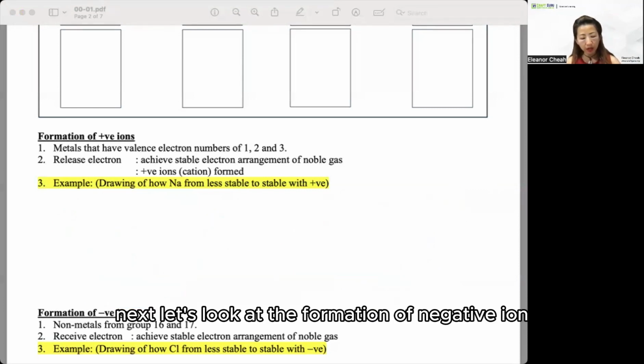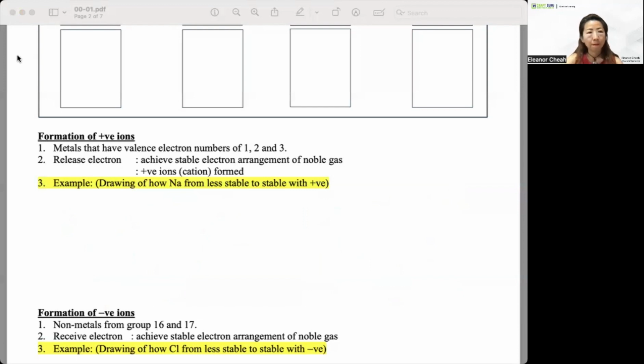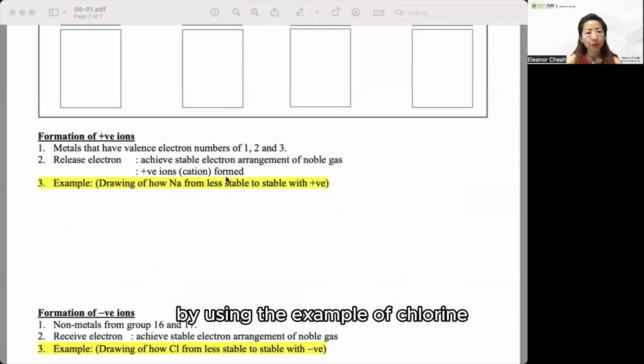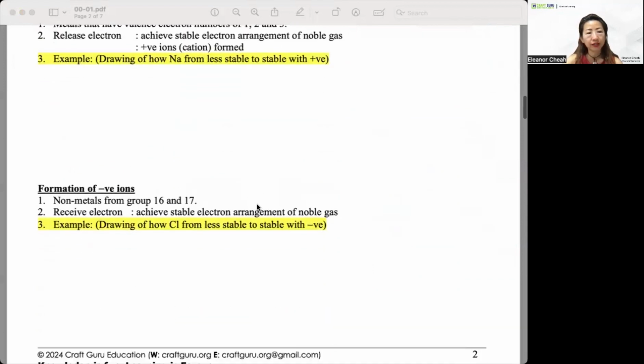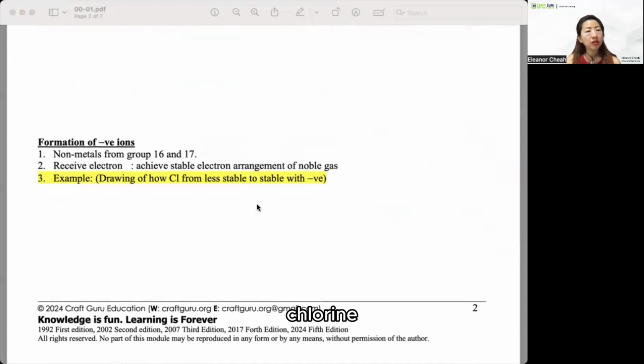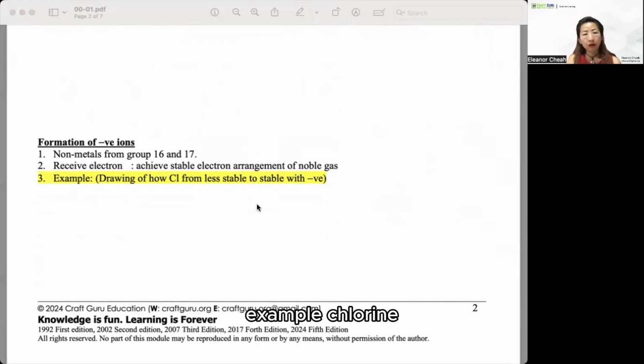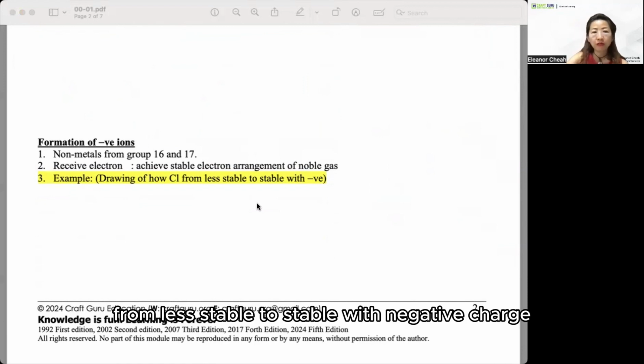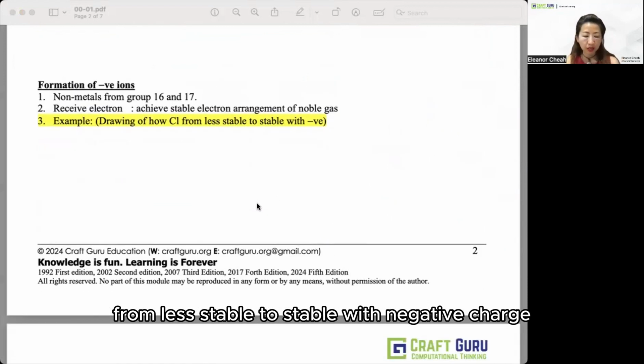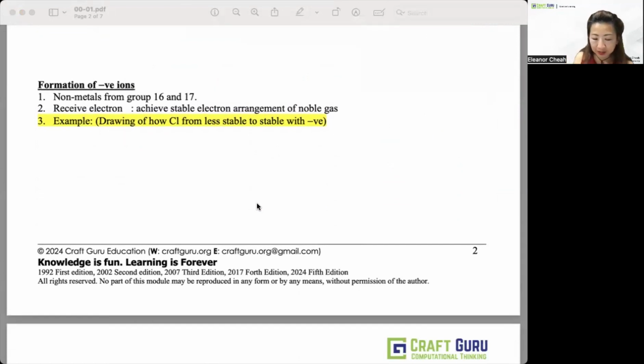Next, let's look at the formation of a negative ion by using the example of chlorine. Chlorine receives an electron to achieve the stable electron arrangement of a noble gas. For example, chlorine from less stable to stable with negative charge.